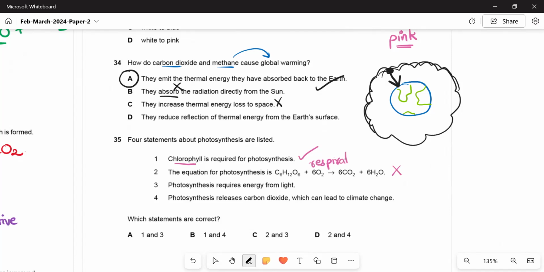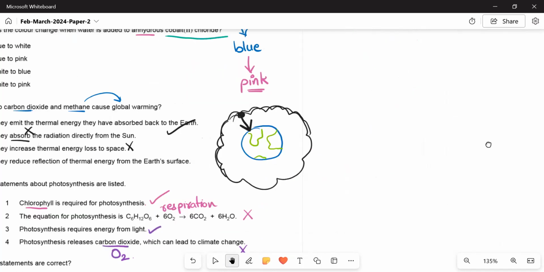not photosynthesis. Then, photosynthesis requires energy from light? Yes. Photosynthesis releases carbon dioxide. This one is wrong because photosynthesis releases oxygen gas. So option A is correct: statements 1 and 3.